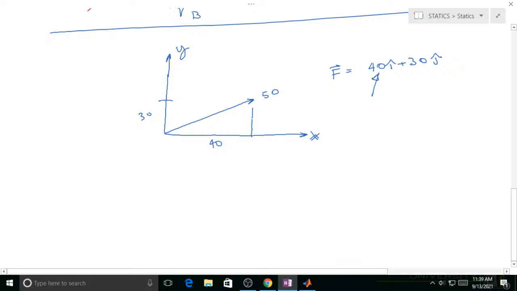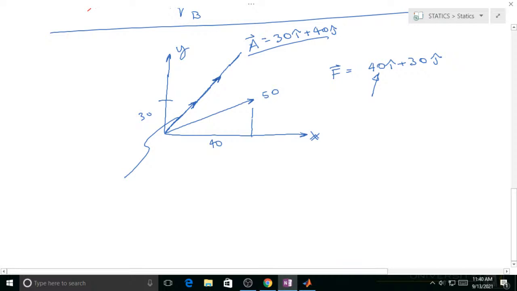But let's say we had another vector in this direction, and I'm going to make it up. We're just going to call it A. And it's going to be, believe it or not, 30I and 40J. So it's a vector that goes out in this direction, probably goes to about right here.